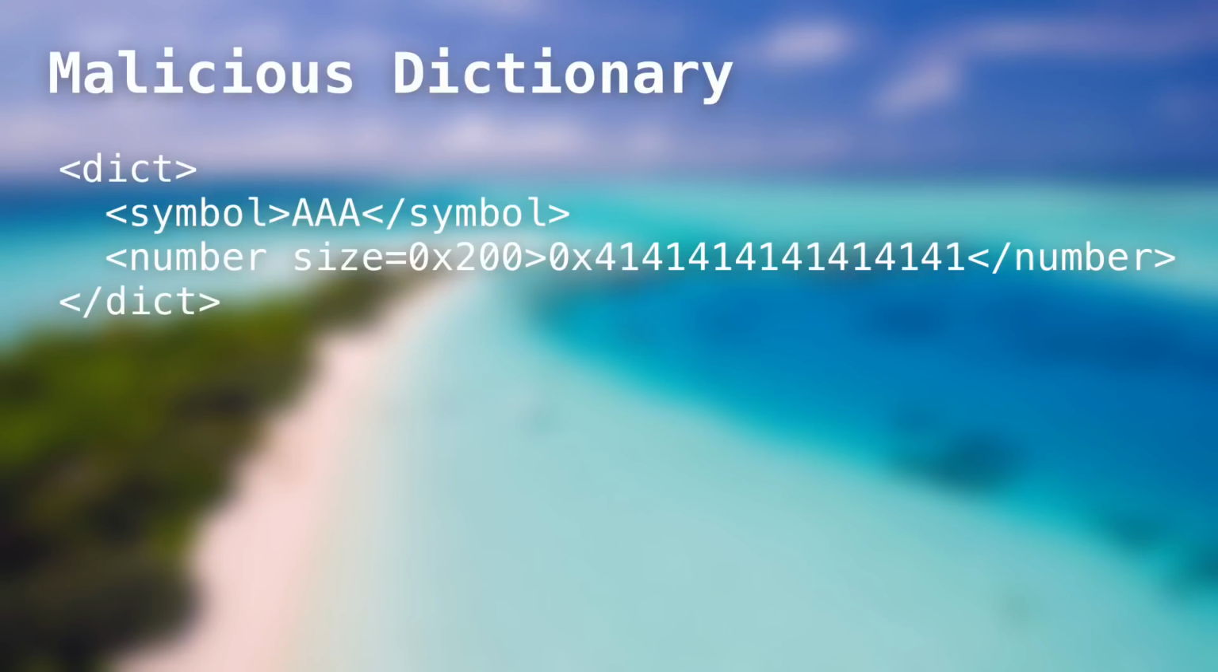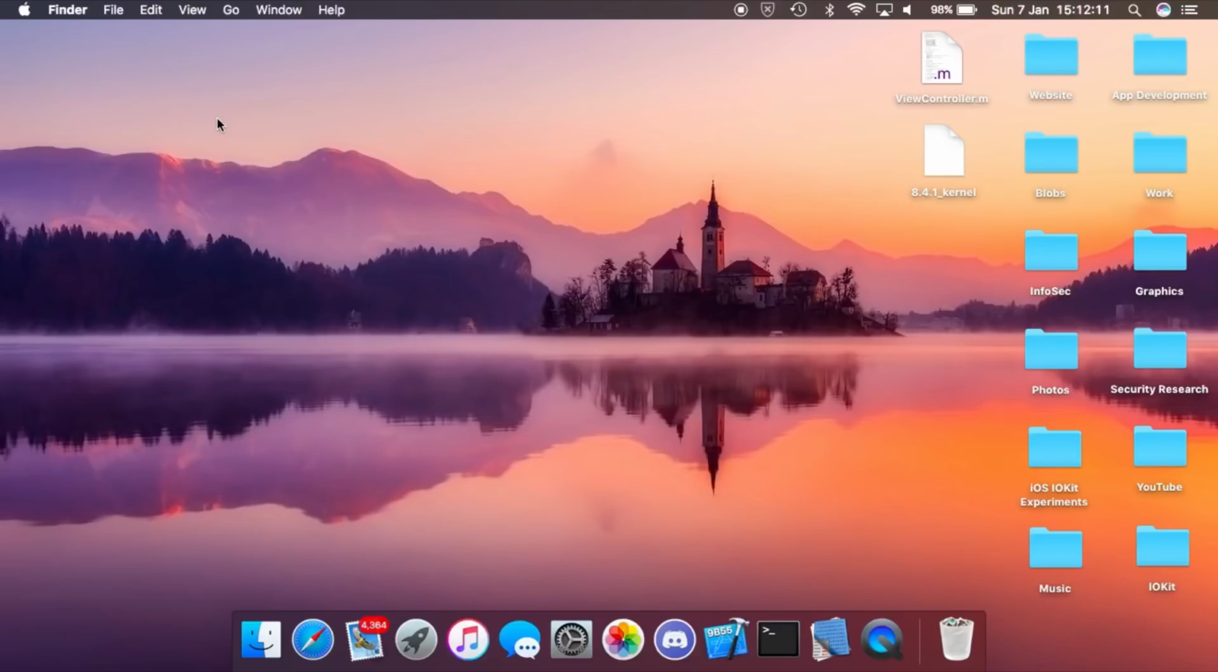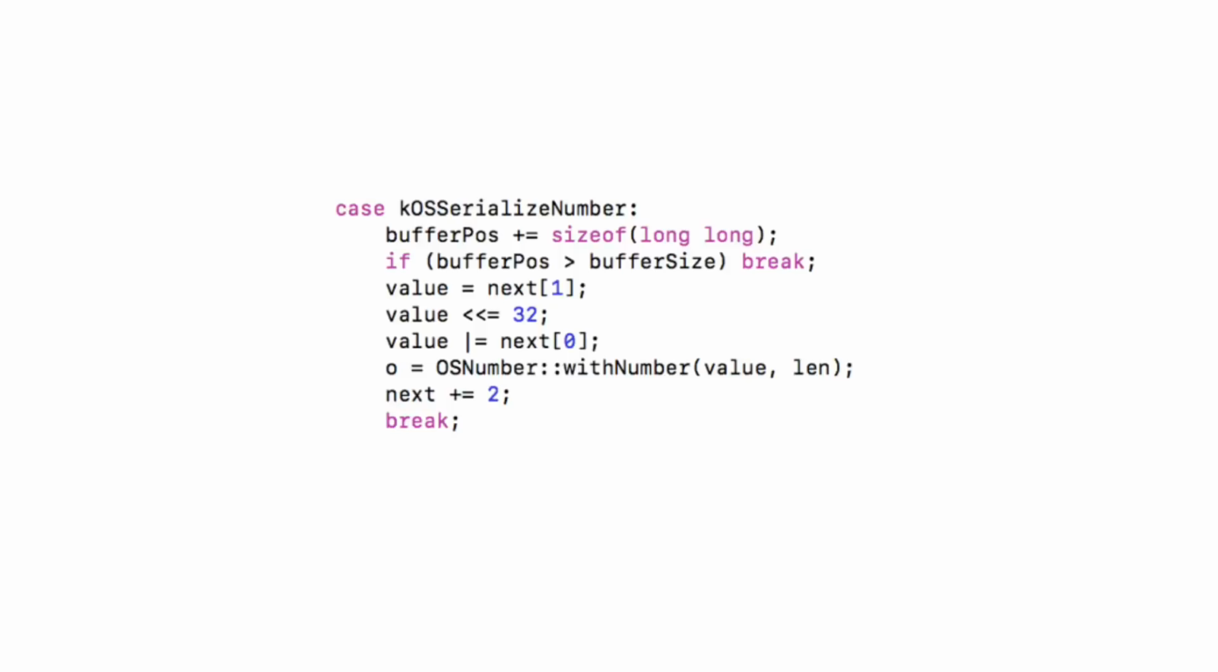And underneath that, we have a number with a size specified by us. In this case, it's going to be hex 200, which is 256. And this is actually where the vulnerability comes into play. So the OSUnserializeBinary function, when it comes across a number, will not check the length of the number and therefore allows us to create a number of any size we wish. So this is how it's vulnerable.